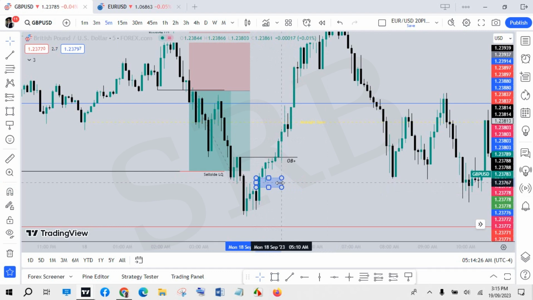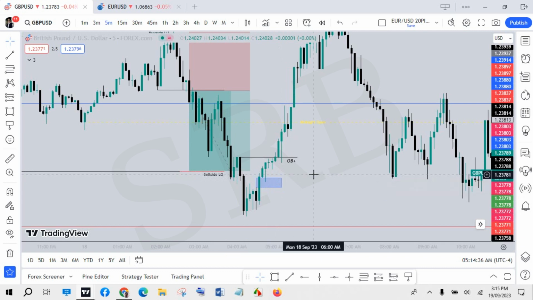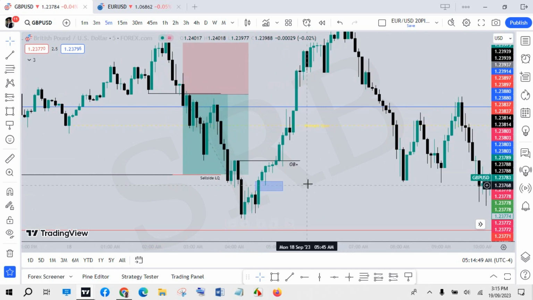Consequent encroachment comes in at 23767. Low of that comes in at 23768. Falls short by one pipette. We have this candle trading up, validating that down close candle as a bullish order block.